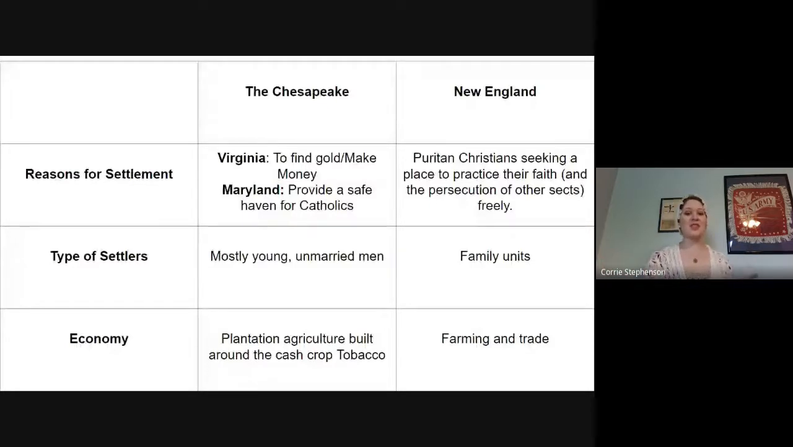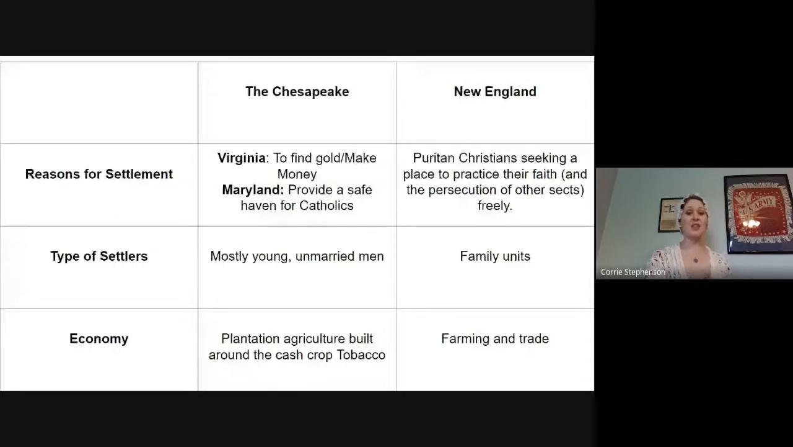There's also a difference in the types of settlers. Most of the people coming to the Chesapeake are going to be young, unmarried men. Natural population growth does not happen easily in the Chesapeake area. It's young, unmarried men coming to make their fortune and then return to England. But in New England, it's family units, mothers, fathers, and their children going together with the intention of remaining in the New World permanently. These people have no intention of going back to England at any point.